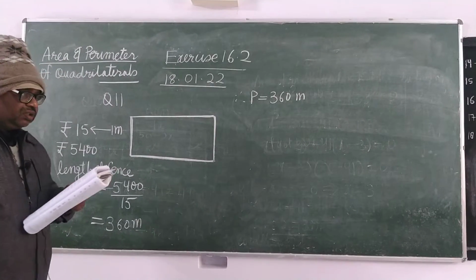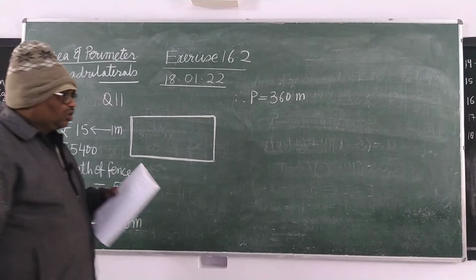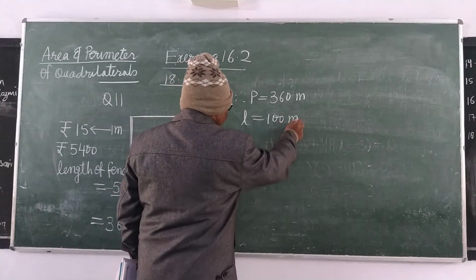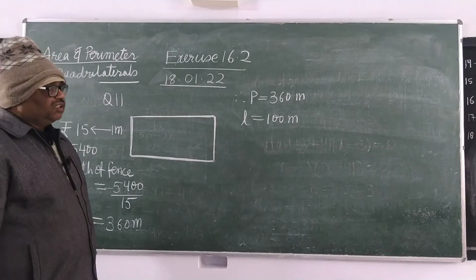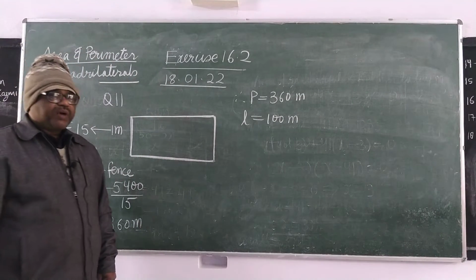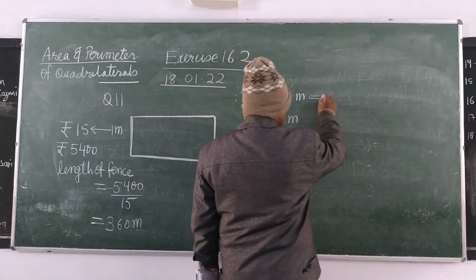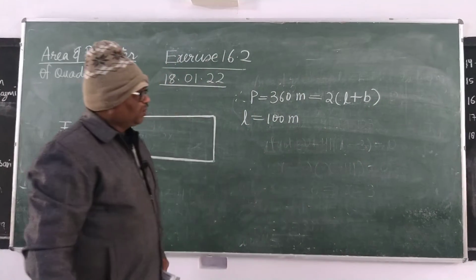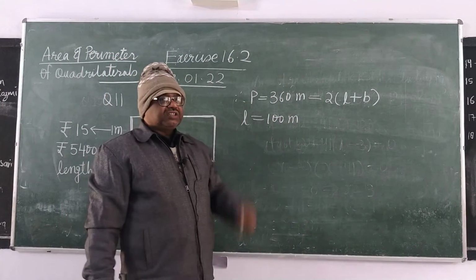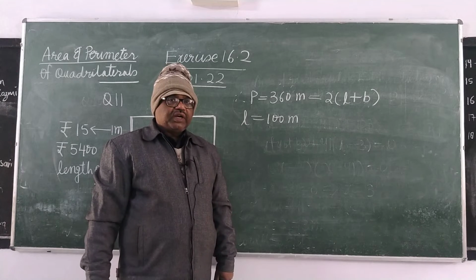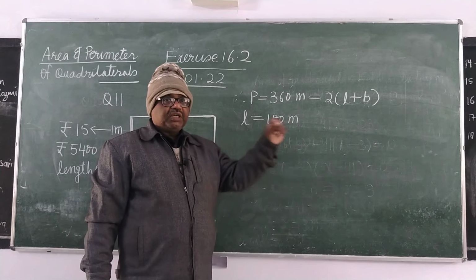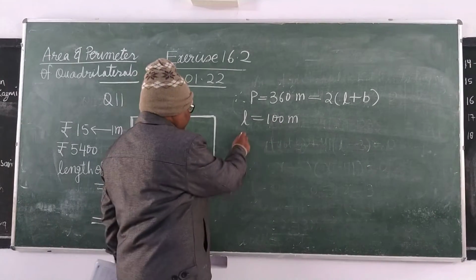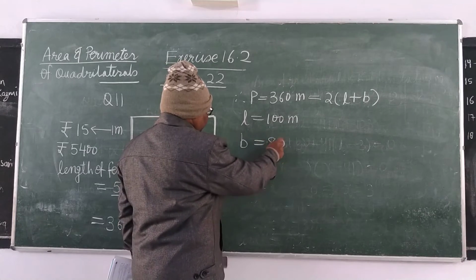Now you see if the length of garden is 100, you have to find the area. Length is given 100 meter. So now you can see here perimeter is given and length is given. By using the formula of perimeter you can find breadth. If you calculate what will be the breadth, L plus B equals to 360 upon 2, that is equal to 180. L plus B equals to 180 meter. L is given 100 meter. So what will be B? B equals to 80 meter.